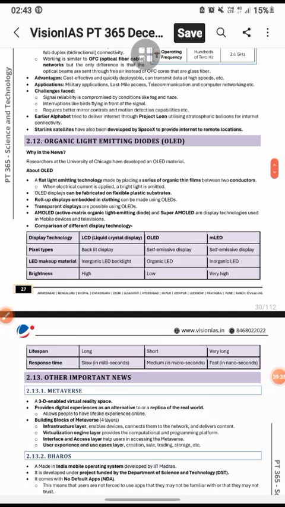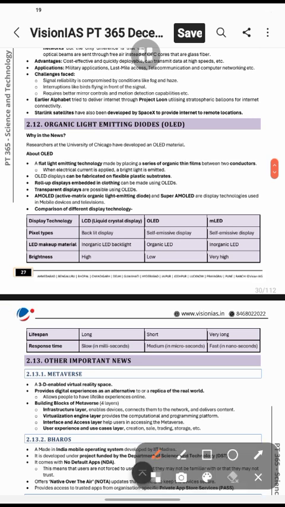Next is the organic light emitting diode, OLED. It is a flat light emitting technology using a series of organic films, and it can be used in displays and clothing, and can be made transparent, including active matrix organic light emitting diode. It is a self-emissive display with no backlight, unlike an LED with backlights; organic versus inorganic. LCD, liquid crystal display, has high brightness, OLED is lower. There are long, short and very long lifespans, and slow, medium and fast response times.